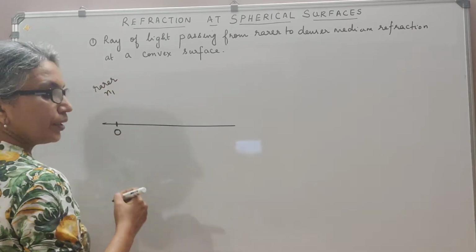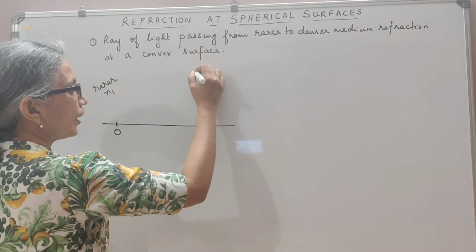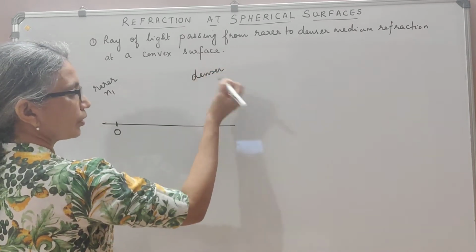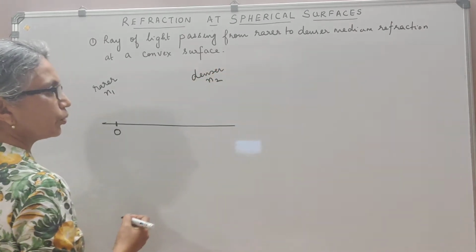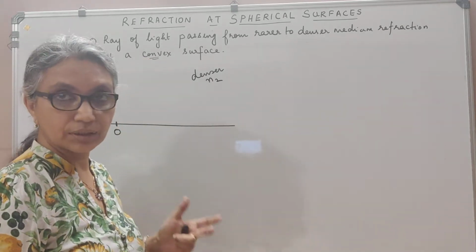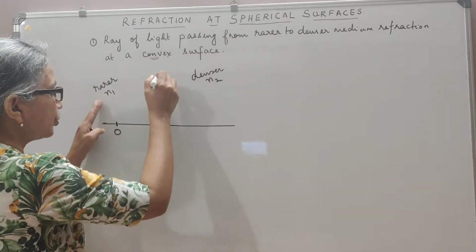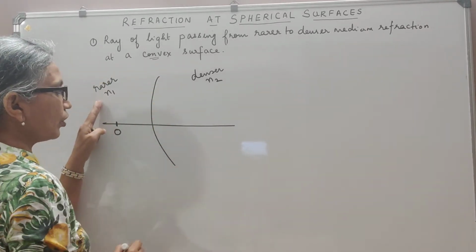Let's take that rarer medium having refractive index N1. Then it has to go into the denser medium. So I'm taking the denser medium on the right side with refractive index N2. And the refraction must occur at a convex surface. So we need a convex surface. I said when you look from the rarer side, it should bulge out. So my convex surface I'm going to draw like this.